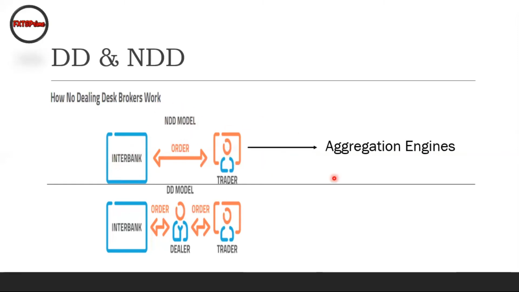So in the no dealing desk, how it works is there is an aggregation engine. We will speak about it. And in the dealing desk, they are known as market makers. They make the market because they buy from outside and they sell to you. So they buy, they sell, they make the market. Unlike them, the no dealing desk have aggregation engines and they select for you the best price from the 14 banks. We're going to come to this aggregation engine and explain it in detail in a moment.